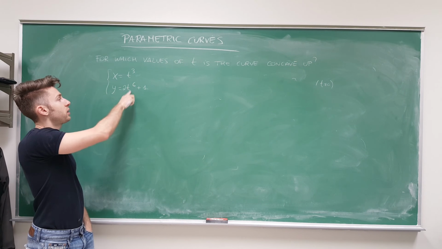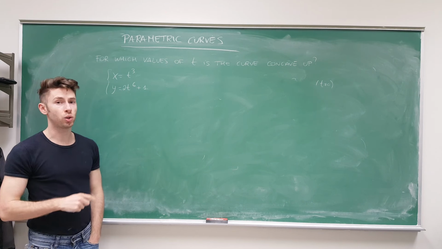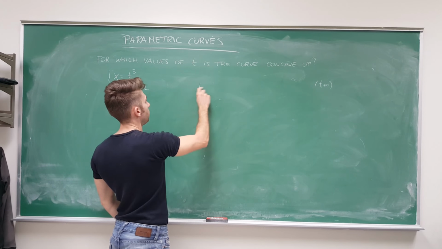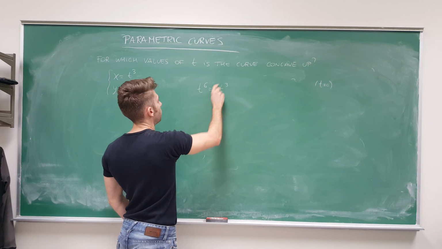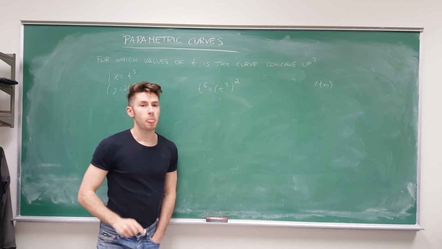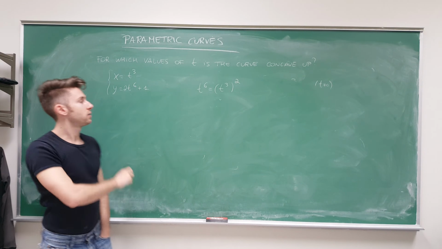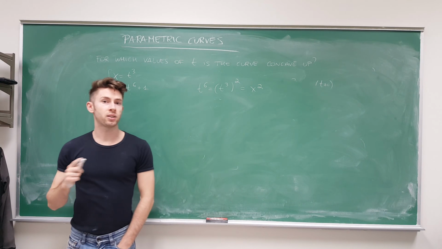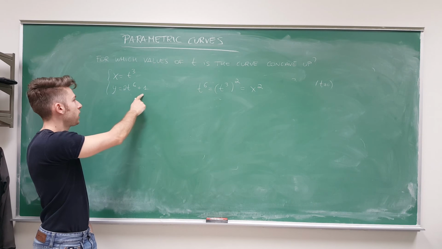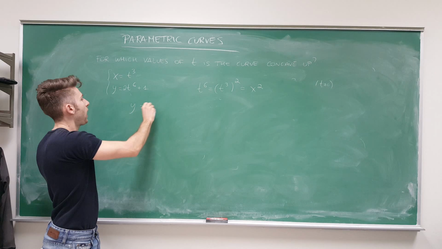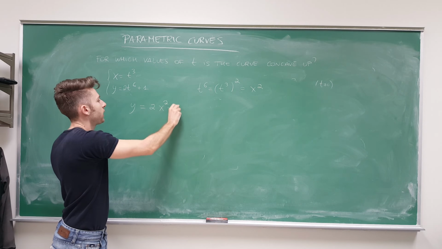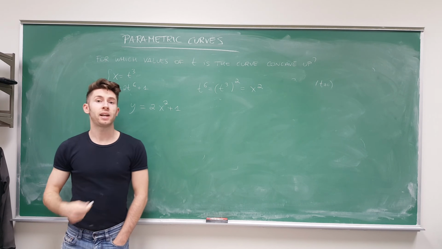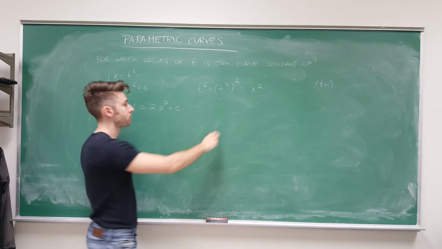So here we have t to the sixth, that's t cubed squared. But t cubed is x. So t to the sixth is x squared. Therefore, I can put that in here and obtain y equals 2x squared plus 1. And I know that that's a parabola.